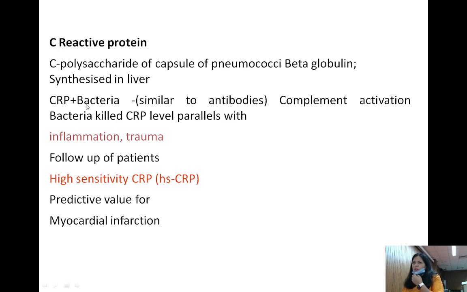The C-reactive protein is increased in bacterial infection, and sometimes it is used to distinguish between bacterial and viral infections. Then sometimes in our lab we have high sensitive CRP, and this high sensitive CRP is increased in case of myocardial infarction. In myocardial infarction there are so many proteins which are increased, isn't it? One is CK, then myoglobin, then troponins, and nowadays we have high sensitive CRP which is increased in myocardial infarction.